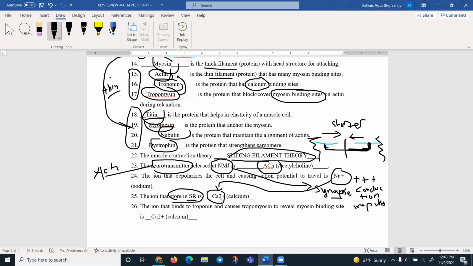So this calcium then goes to the troponin. This is the protein that has the calcium binding site. Whenever the calcium binds to the troponin, it will open the myosin binding site. So the ion that binds troponin is the calcium, which is released from the SR.